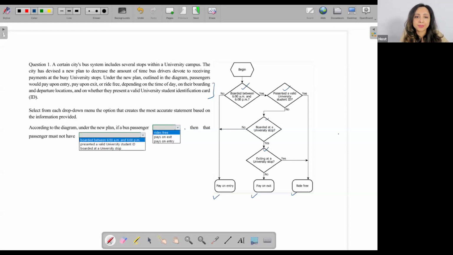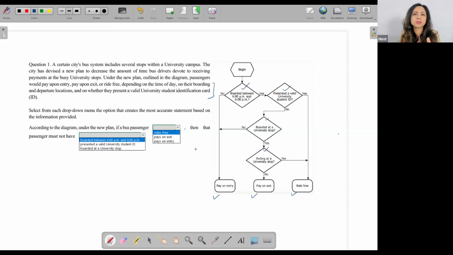According to the diagram, under the new plan, if a bus passenger... I'm going to look at what my drop down gives me, right? I have to see the possible options. Then I will proceed on checking just those options. Here it doesn't really matter, but in a lot of graph questions, I have to focus on the options available to me. Automatically, the data that I have to focus on will become extremely small.